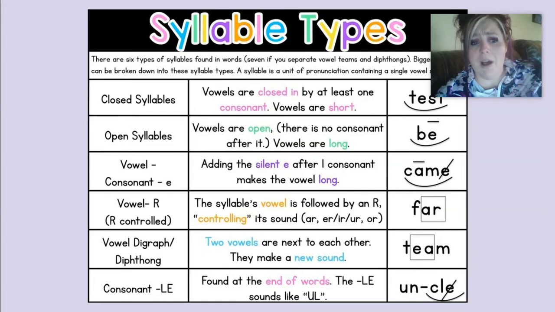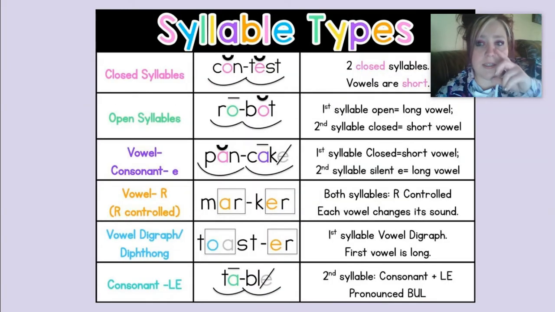And then we also have our vowel consonant E. That's our silent or our magic E syllables. Then we have our R controlled or our bossy R syllables. We have our vowel digraph or vowel team. And then we have our consonant LE. Then we have some patterns as well, but these are our syllable types. We're going to talk more about those, but keep those in your mind.